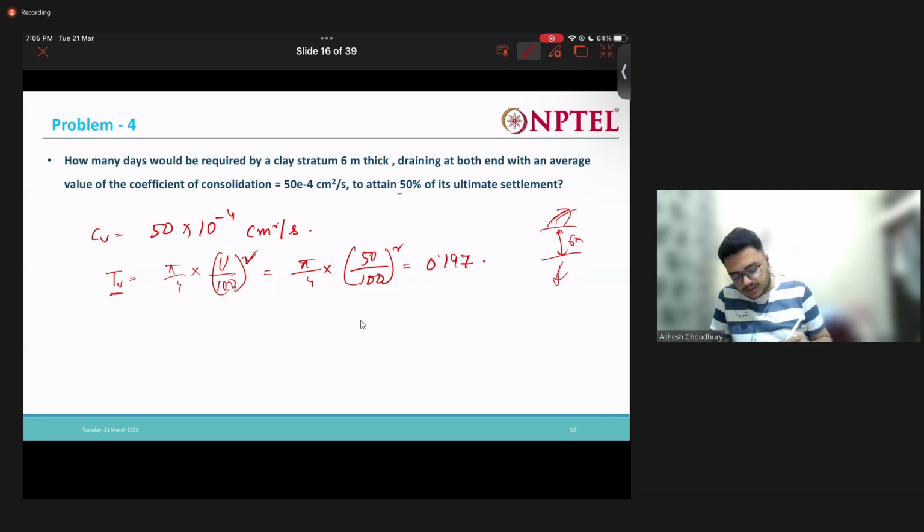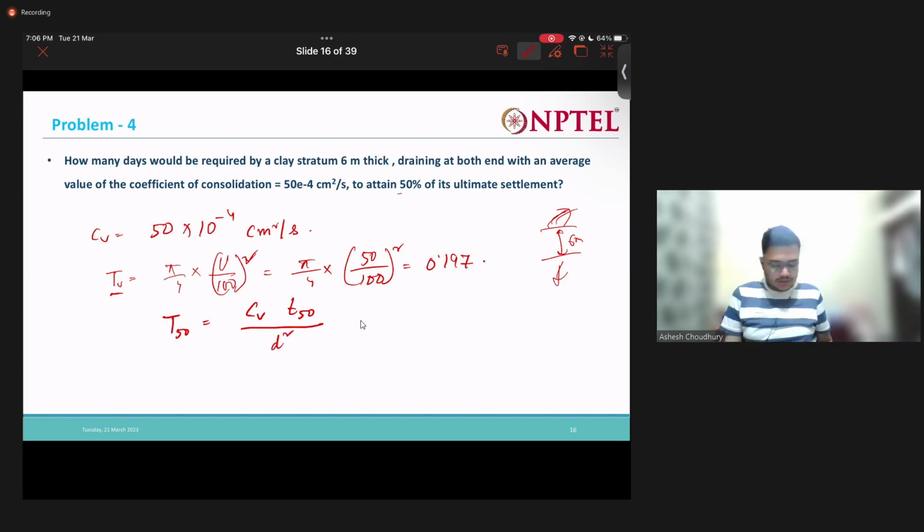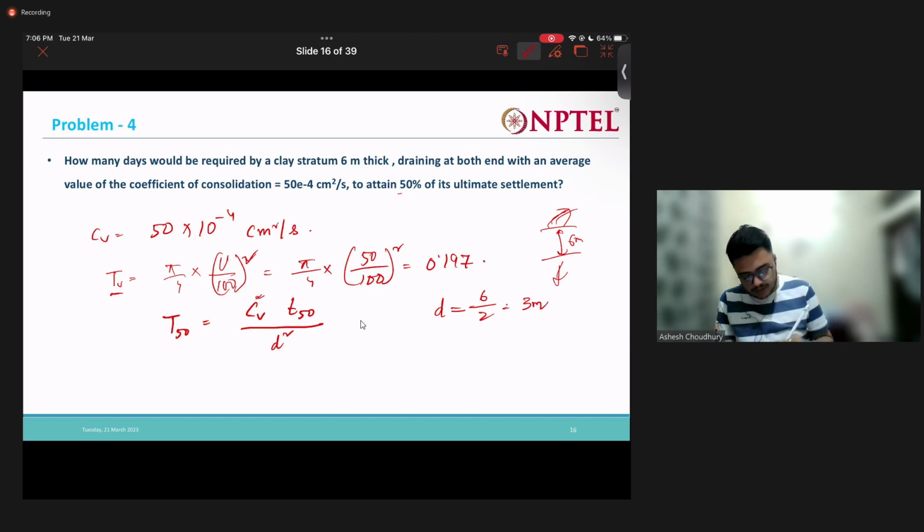Now what is the relation between Tv, the time factor, and my time? This one, this is the relation. What is Cv? Cv is nothing but the coefficient of consolidation. We have its value, it's given to us. t50 we need to determine. What is D? D is the length of the drainage path. So please tell me what is the value of D in our case? It is 6 by 2, it is 3 meter.